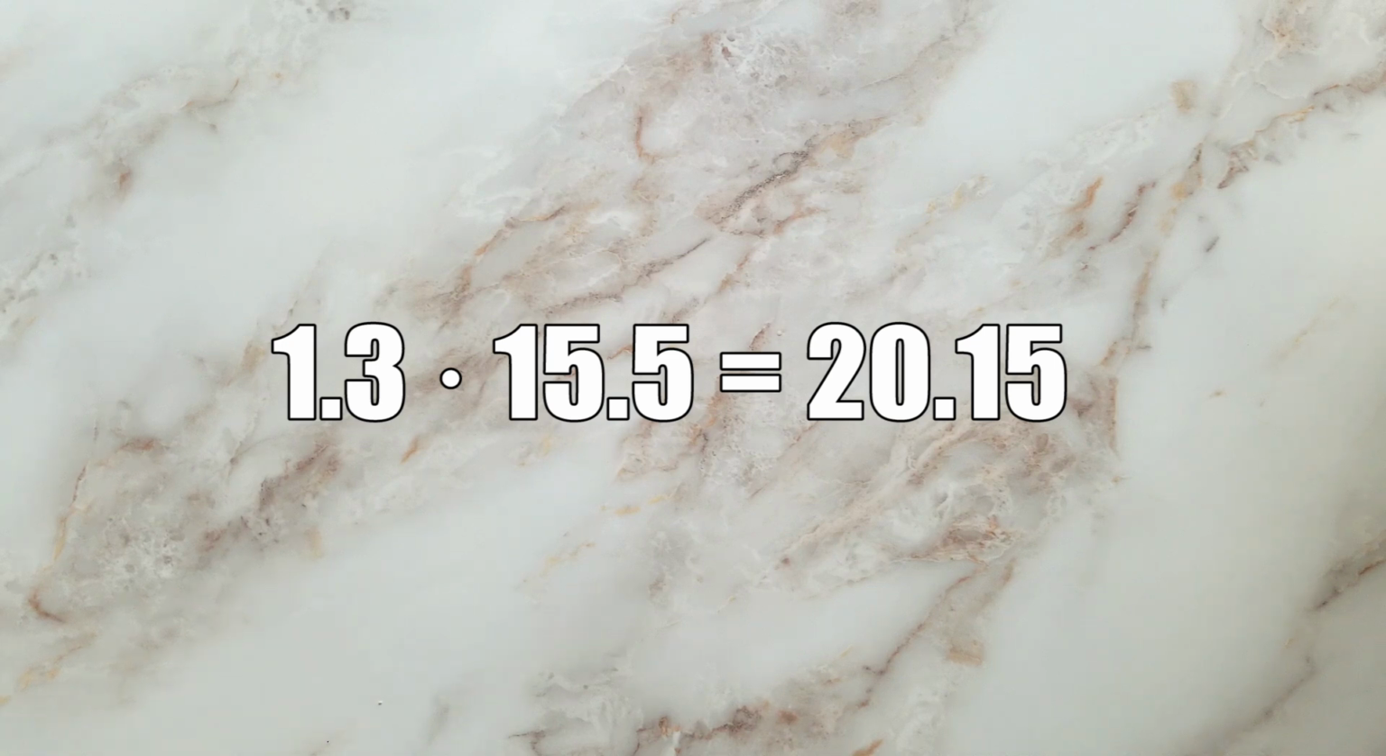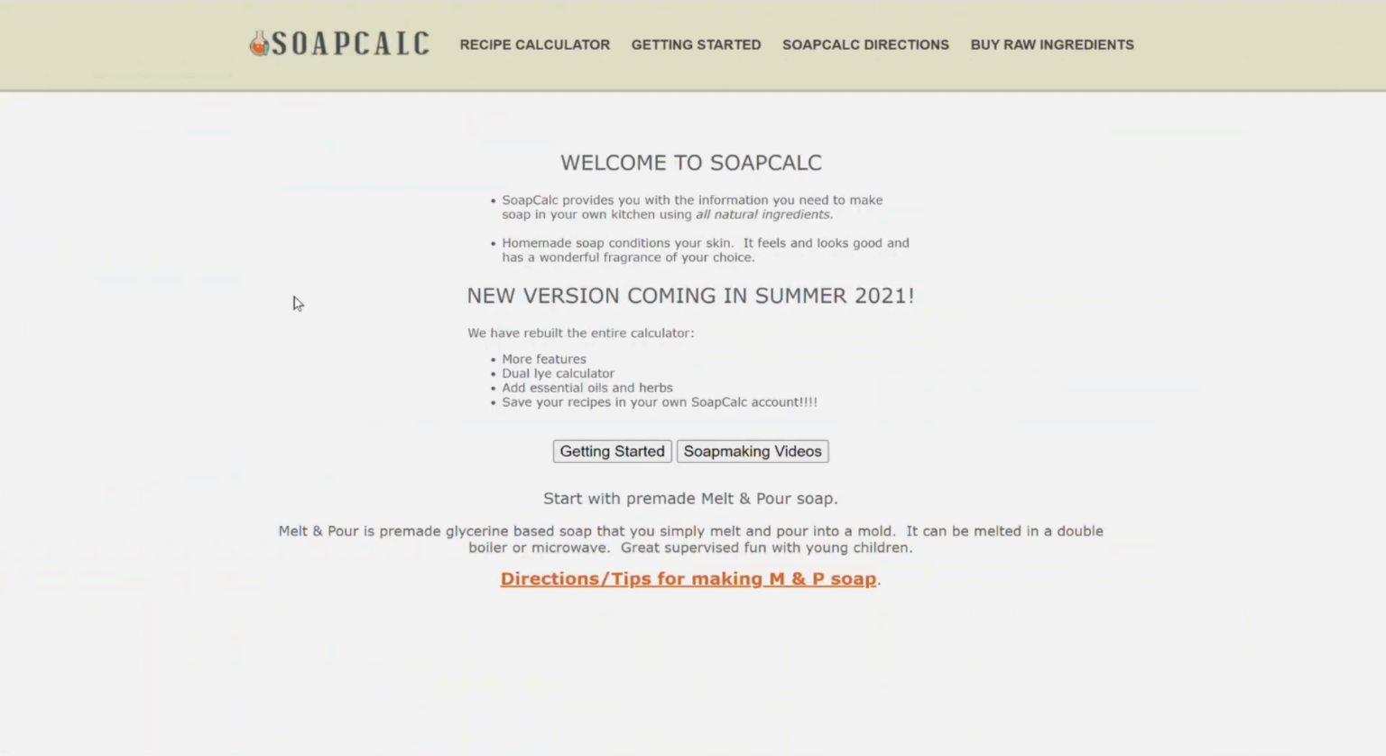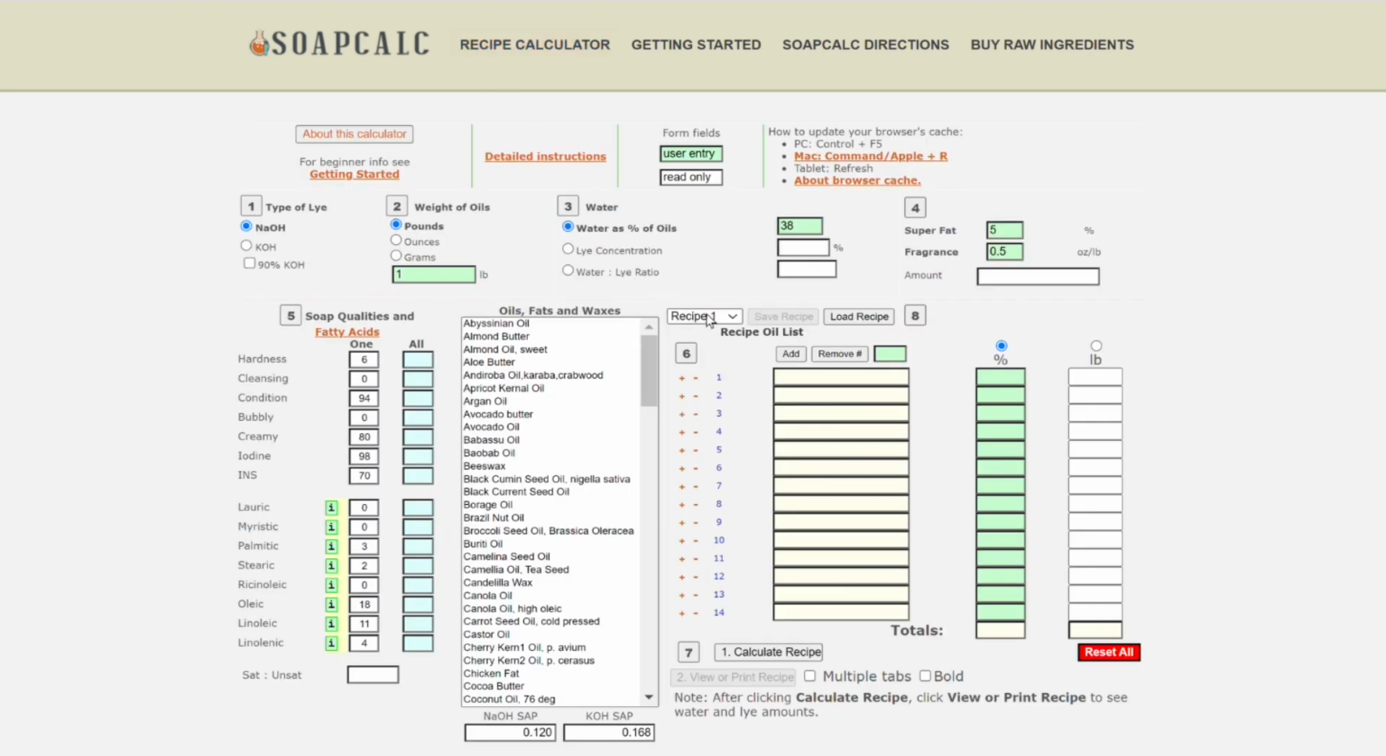Okay, so now it's time to put in the recipe in Soapcalc. Here I am at soapcalc.net, and to put a recipe in, I go to Recipe Calculator. I have a recipe already saved that I'm going to use, so I go to Recipe 3 and hit Load Recipe. Now I have all my ingredients as far as oils and butters entered in and the percentages, but I need to change a few things above.